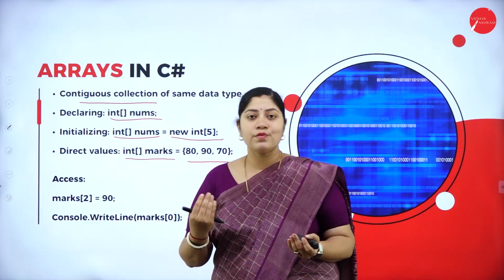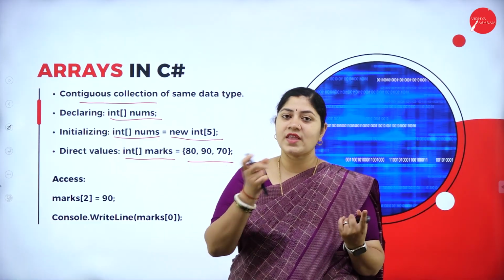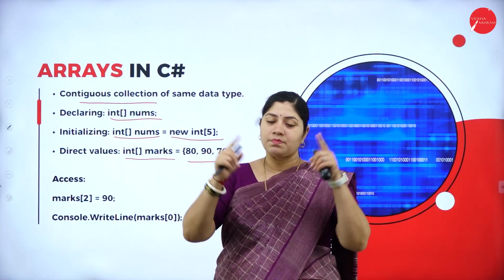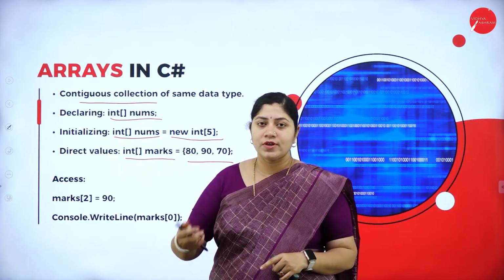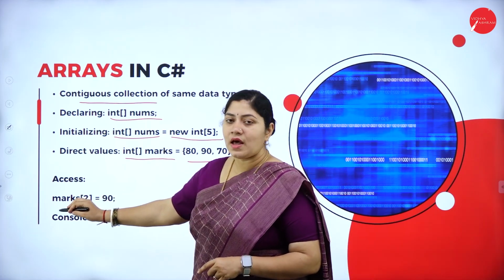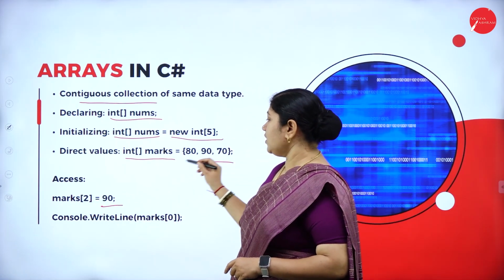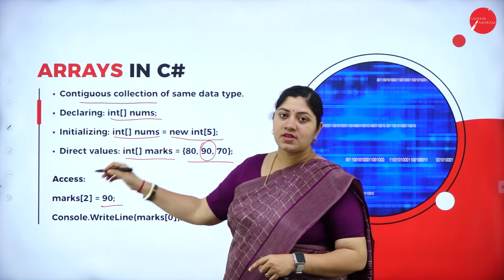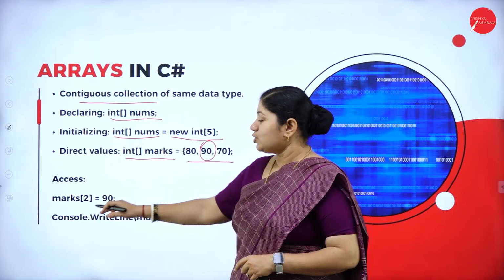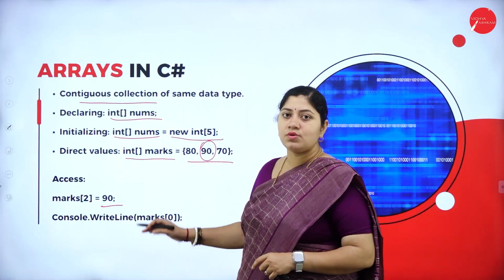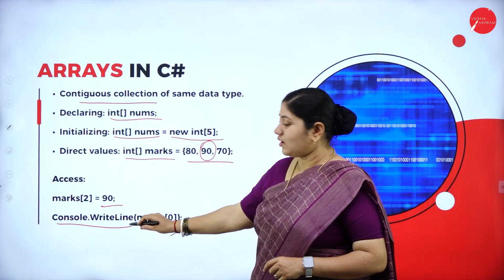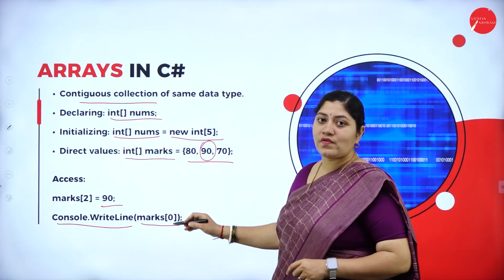Now we did understand how to declare and initialize arrays. In case we want a single element from that array, let's see how to access that single element from the complete set. For that we have to go with marks of 2. What is the second element in this example? It's 90. I want that second marks element. So what do I have to specify in order to access that? I have to write a statement like Console.WriteLine and marks of 0.